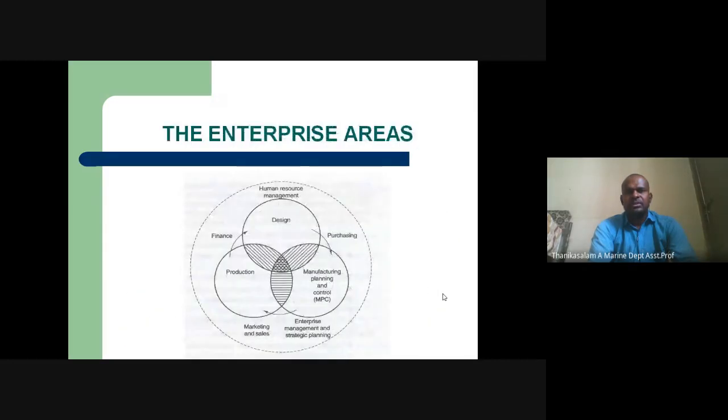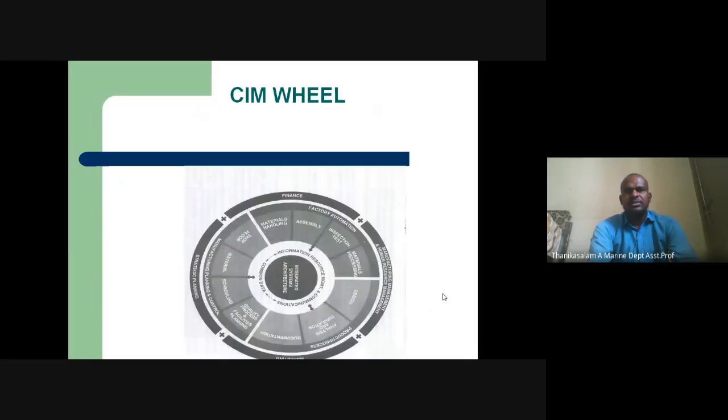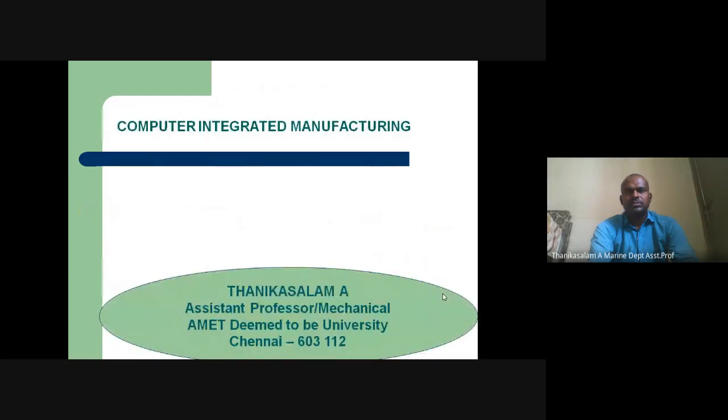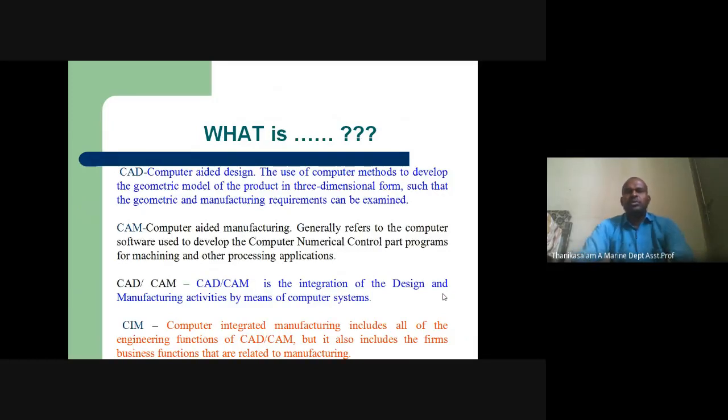So once again, I am explaining what we discussed now. Computer integrated manufacturing. Before going to the definition of computer integrated manufacturing, we must know CAD, computer aided design. What is computer aided design? This system is used to design components in two-dimensional or three-dimensional form before going to manufacturing. If we design using a computer, we can modify the components in many ways.